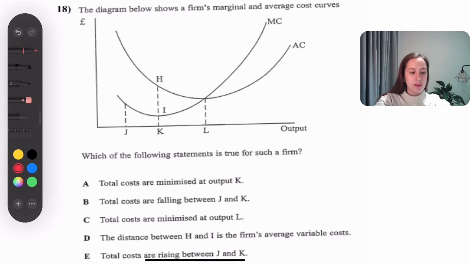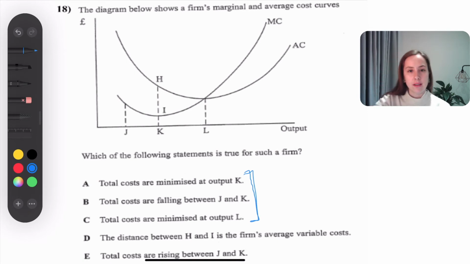So looking at the answers, they've really gone the extra mile to, again, do that thing where the graph looks like it's something. So the graph for all the quantities that they're talking about, J, K, L, all those quantities, the graph is going down. So you always think falling, or minimize. So it's easy to pick these, but they're all wrong.